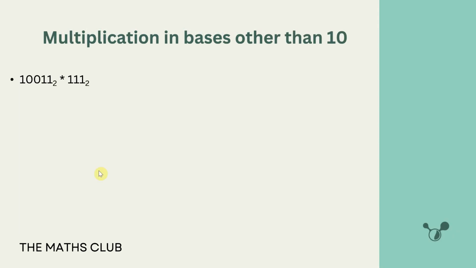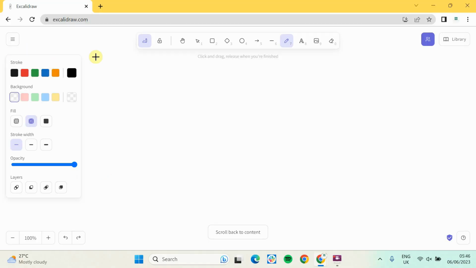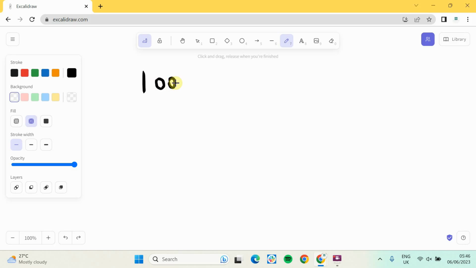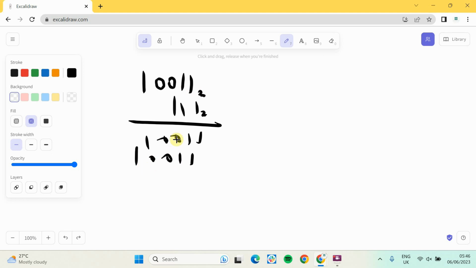So we have 10011 base 2 times 111. So let's solve that. 10011 multiplied by 111 in base 2. So 1 multiplied by all of this, that will give me 11001. 1 also multiplied by all of this, that will also be 11001. And 1 also multiplied by all of this, that will be 11001. So let's add.